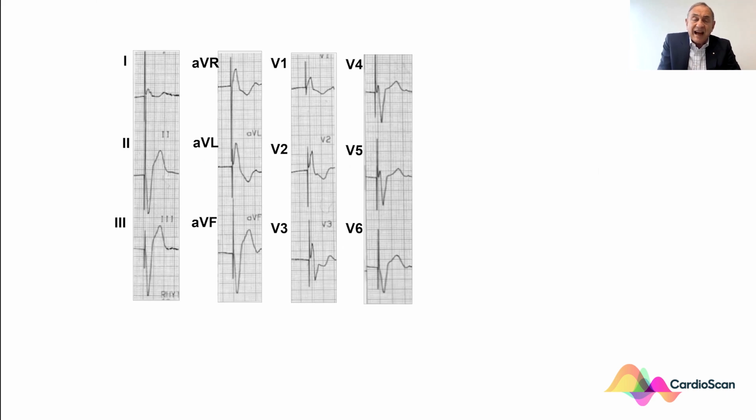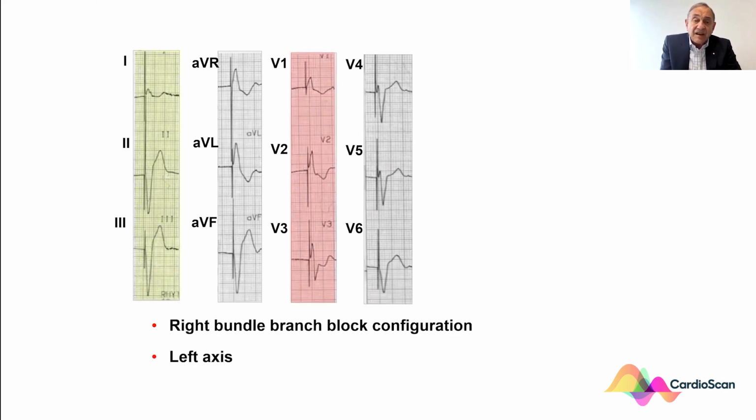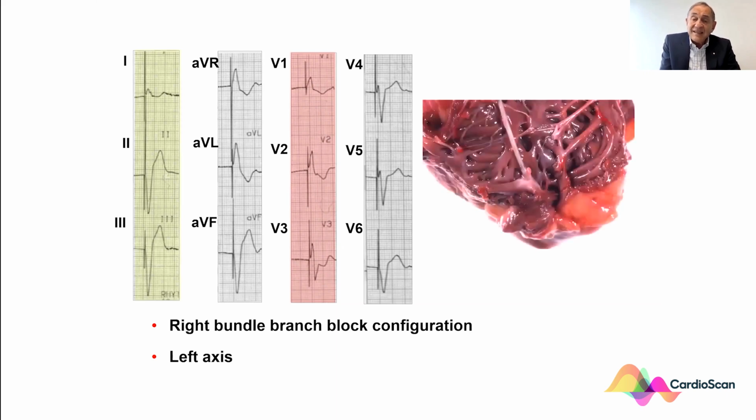However, before we start, let us have a look at this ECG, which, as you can see, shows a right bundle branch block configuration and a left axis. So you would say that this is at the apex of the left ventricle. However, this is the post-mortem of the patient, and the heart and the lead lies at the apex of the right ventricle. Why then is it left ventricular pacing?